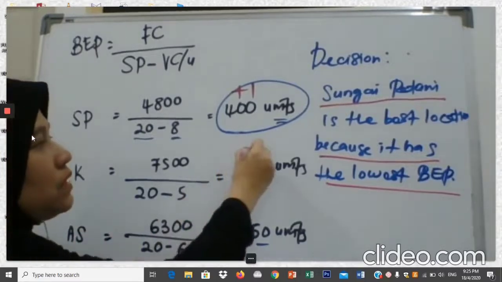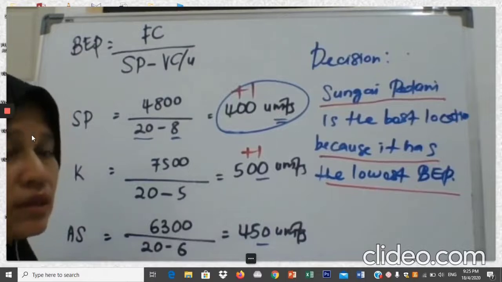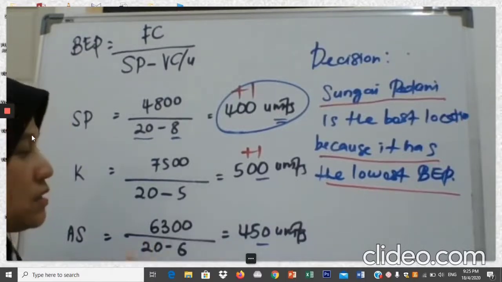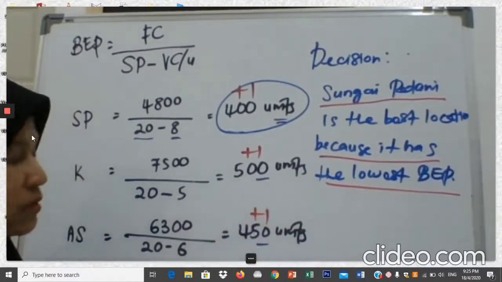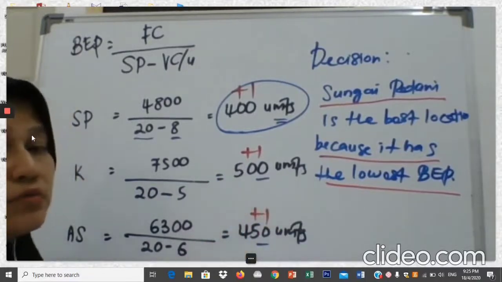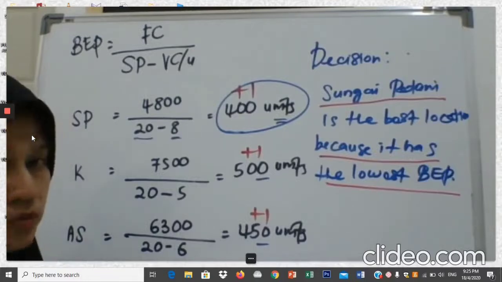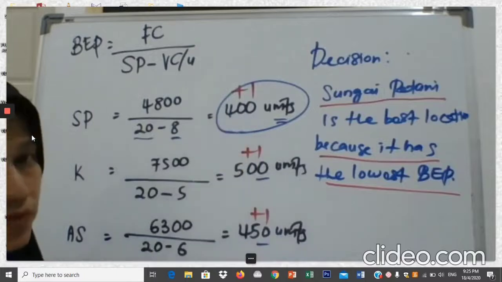501 units. Maksudnya dia kena produce sampai 501 units kalau Kulim is selected. Then only the company start making profit. Same goes to Alostar. When will the company start making profit? When the company produce 451 units. Maksudnya dia kena produce lebih lagi in order to make profit. So this is the location where the company can make profit faster.